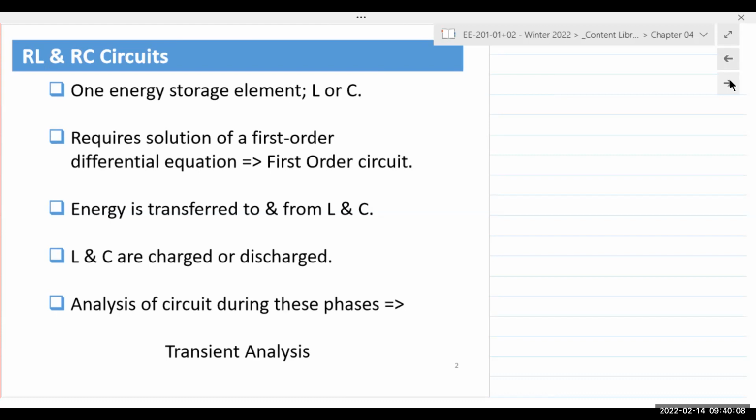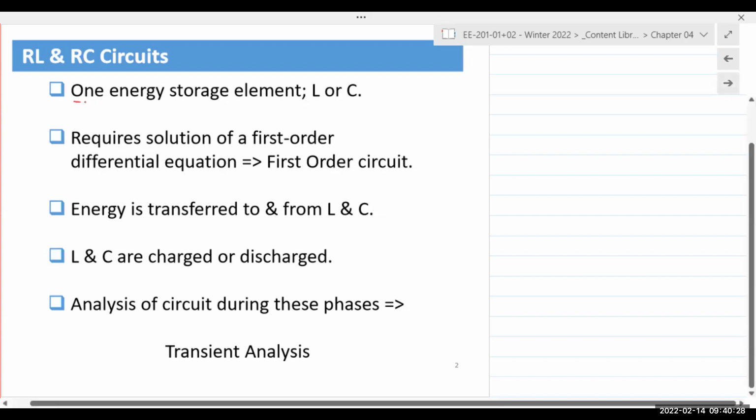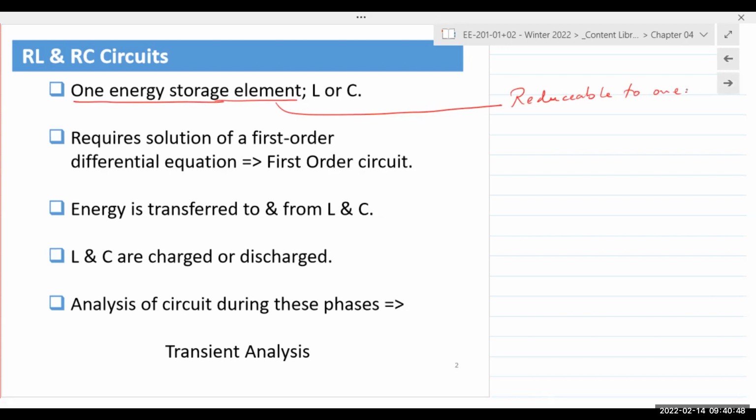When I say one capacitor or one inductor, it also means that if you have multiple components in a circuit, and if you are able to reduce it to one single capacitance or one single inductance, then technically we would still say that it is one single capacitor or one single inductor. So this one energy storage element is not just physical. It also refers to a circuit where you can reduce it to one single capacitor or one single inductor.